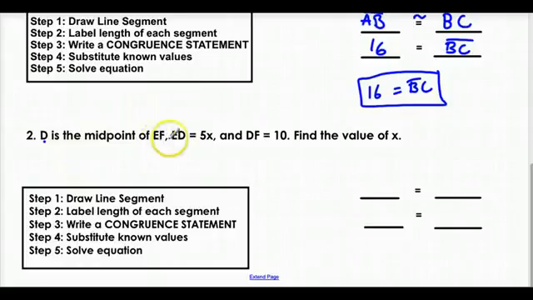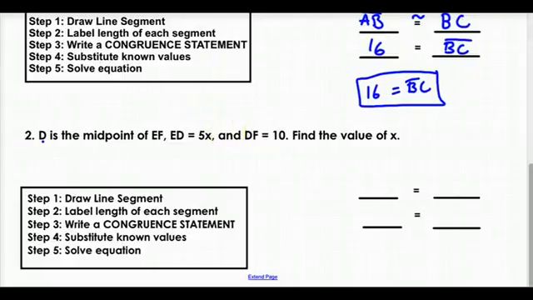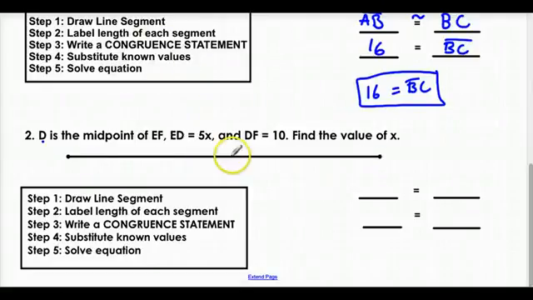If D is the midpoint of EF, and we know that ED equals 5x and DF equals 10, we want to find the value of x. Well, the first thing to do is once again draw it. It's not drawn for us this time, so let's draw it. So we have this, and we have a midpoint. Right in the middle right here, this is D, and that is the midpoint of E and F. We know ED is 5x, and we know DF is equal to 10.